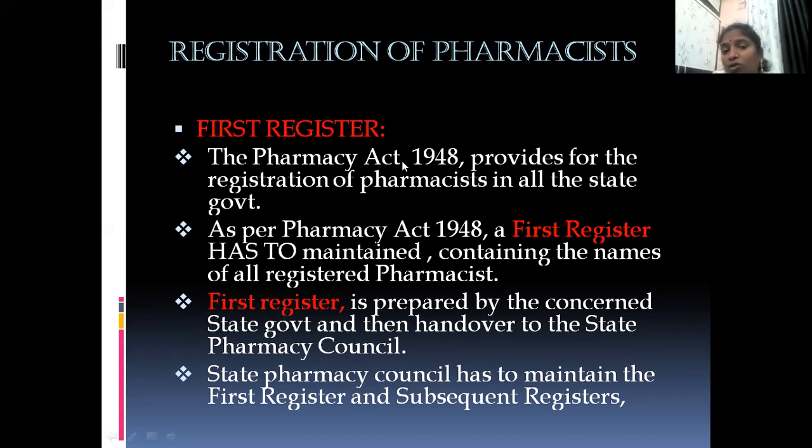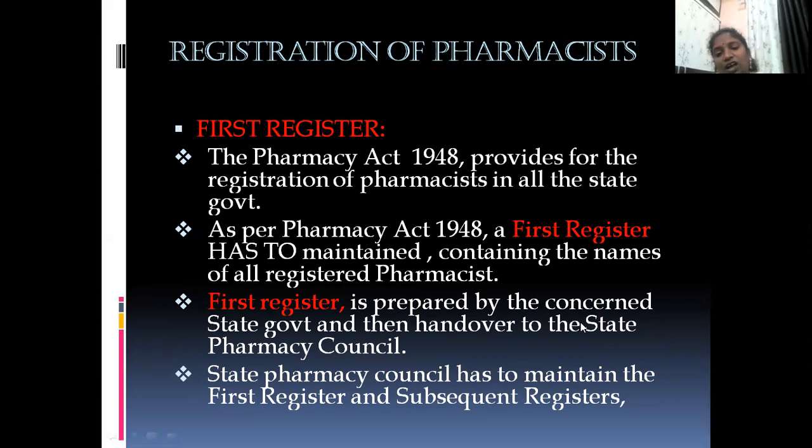According to the Pharmacy Act 1948, it provides for the registration of pharmacists in all the state governments. It is mainly for those who are qualified as pharmacists. Those pharmacists can register their names in the first register. As per the Pharmacy Act 1948, the first register has to be maintained and contain the names of all registered pharmacists.